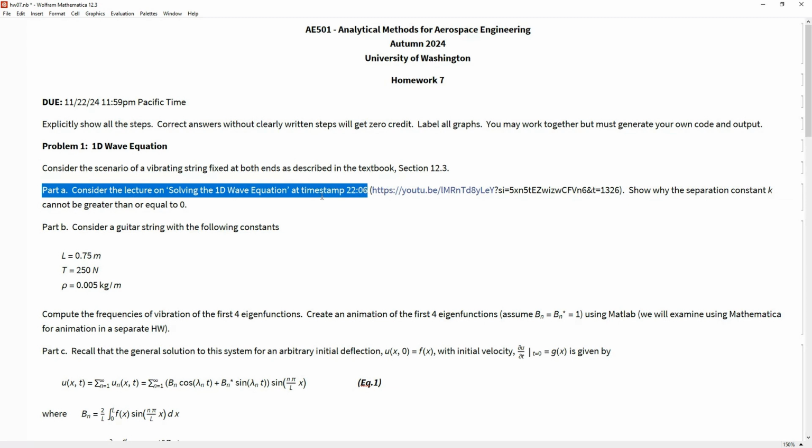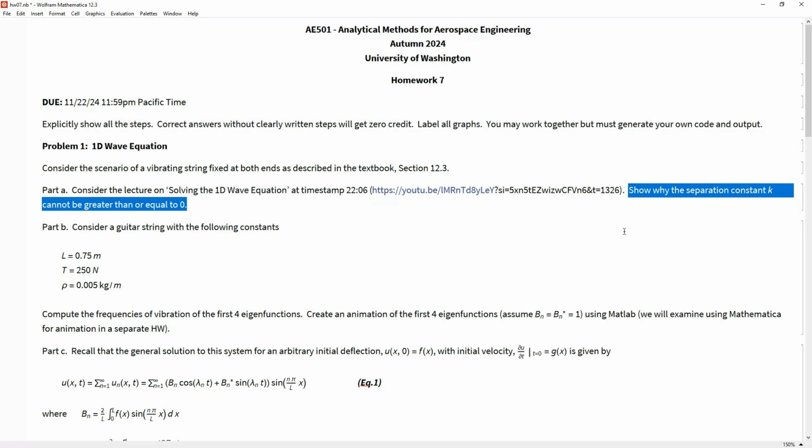This first part is just asking, if you watch the video at this particular timestamp, I make some arguments of why a particular part of the equation has to be greater than or equal to 0. I'd just like you to discuss this a little bit. So part A, don't overthink this. In fact, I think if you just watch the video, it should be fairly obvious what's going on here.